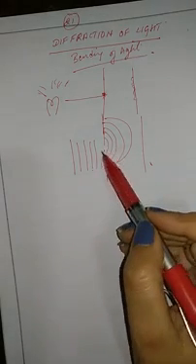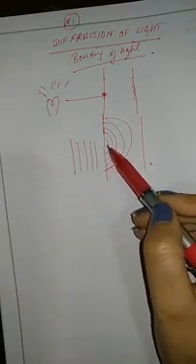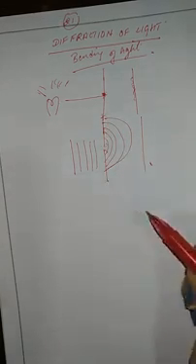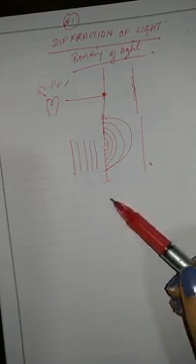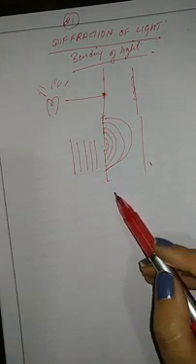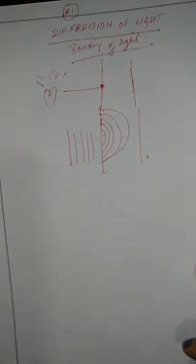So the light which is traveling straight bends around the corners, it bends at these edges. The bending of light around the corners of the obstacle or aperture is called diffraction of light. This is a characteristic of wave motion.